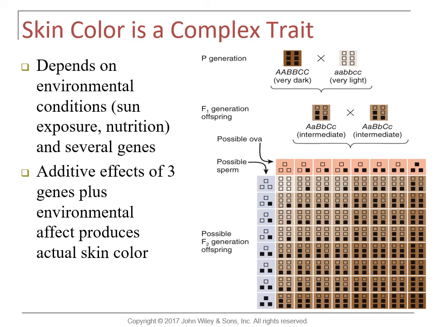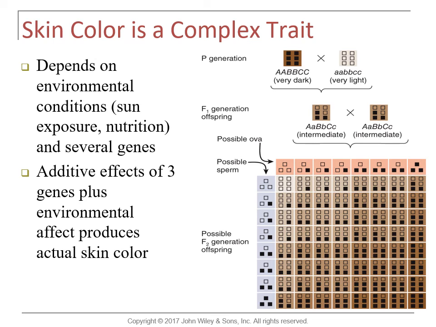Such traits are difficult to follow in a family because the range of variation is large. The number of different genes involved usually are not known, and the impact of environmental factors may be incompletely understood. So skin color here, as we can see in this slide, is a good example of a complex trait. It depends on environmental factors such as sun exposure and nutrition, as well as on several genes.